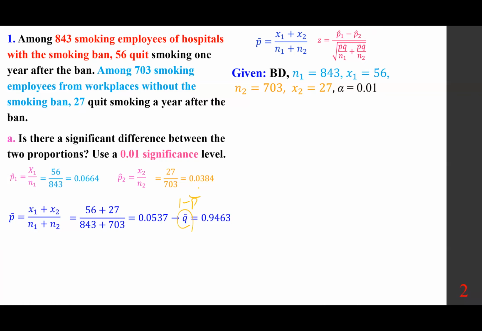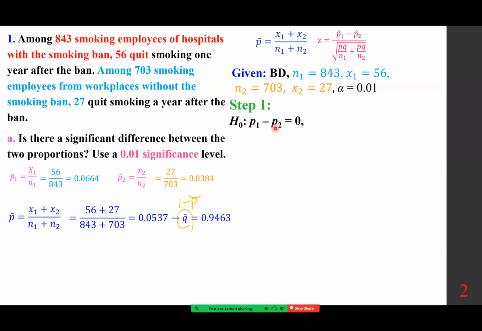Step 1, H0, P1 minus P2 equals 0. First and foremost, remember, when we write H0 and H1, we just have to write population parameters. And it is always the equality that belongs to H sub 0. For H sub 1, either P1 minus P2 is larger than 0, less than 0, or it's not equal to 0.